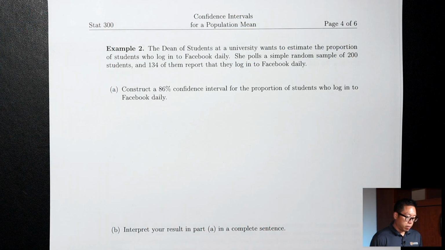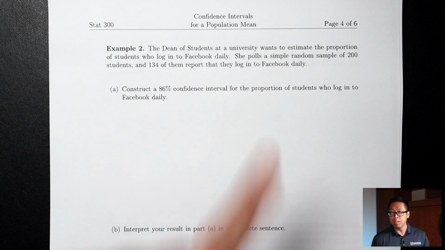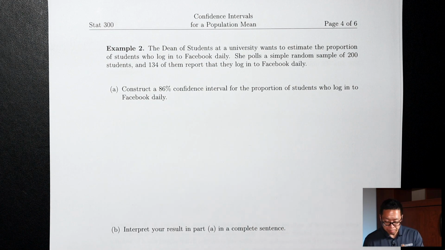Example 2. The dean of students at a university wants to estimate the proportion of students who log into Facebook daily. She takes a simple random sample of 200 students, and 134 of them report that they log into Facebook daily. Part A, construct a confidence interval for the proportion of students who log into Facebook daily. First question we need to ask is, is this a proportion or a mean question? Pretty easy. It says construct an 86% confidence interval for the proportion. Definitely going to be a proportion question.